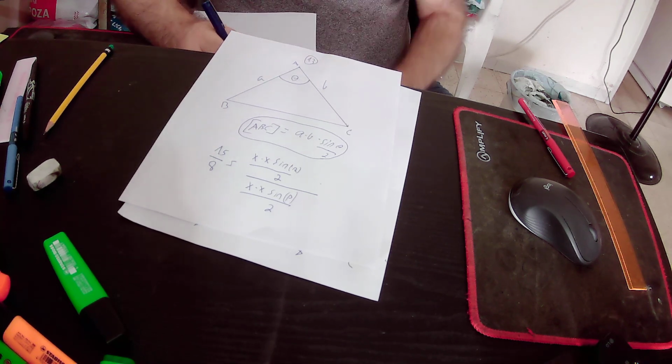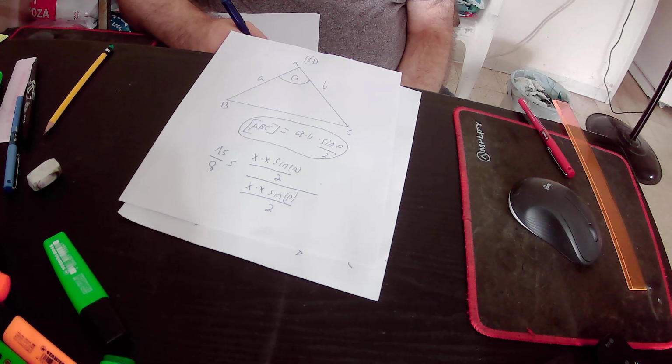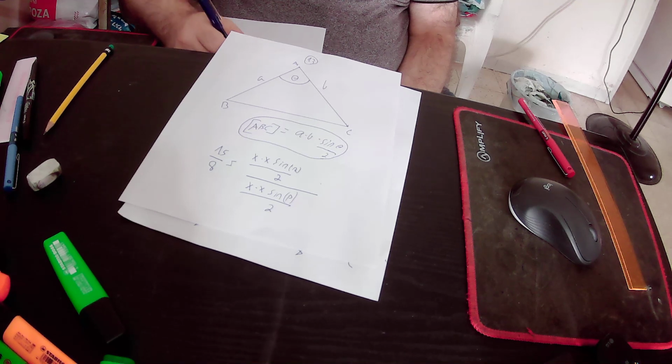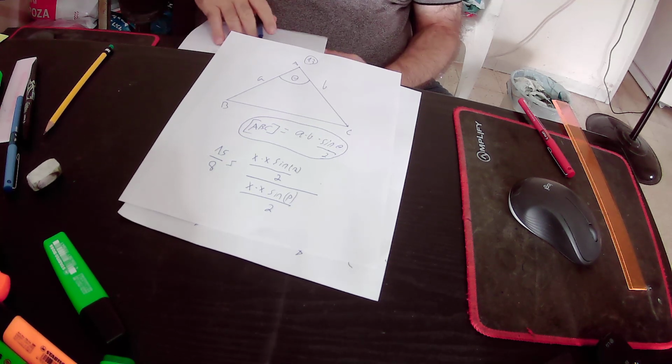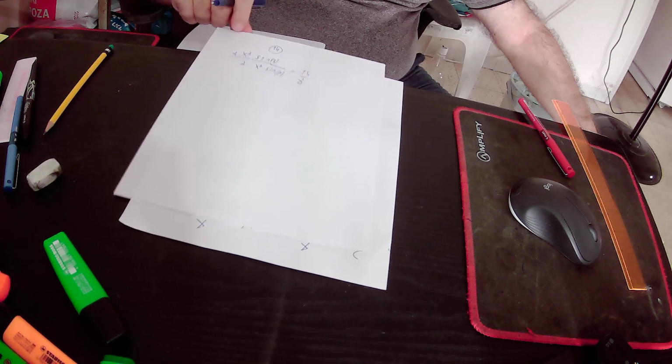So here we actually have x squared over 2 times sine q, and in the denominator we have x squared over 2 times sine p, all equals 15 over 8. Okay, so we got this equality.